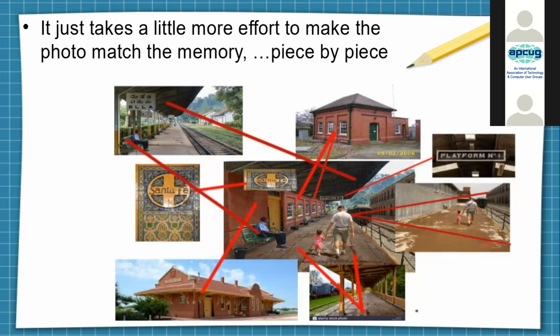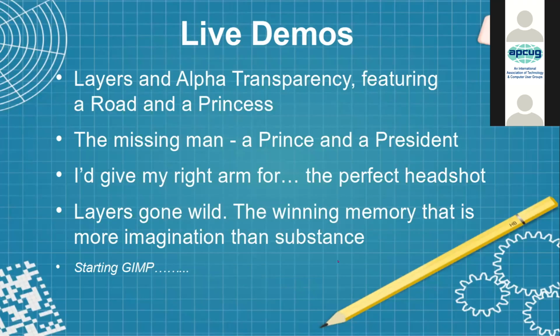To match the feeling in the mind, the how involves a good tool like GIMP. So now I'm going to give you some, from those photos, how they were placed together. The trick is using transparency and layers. We'll look at the princess and the road. We'll look at the missing man with the prince and the president. I'd give my right arm for the perfect headshot. It was pretty simple. And some of the tools used in making that winning photo.